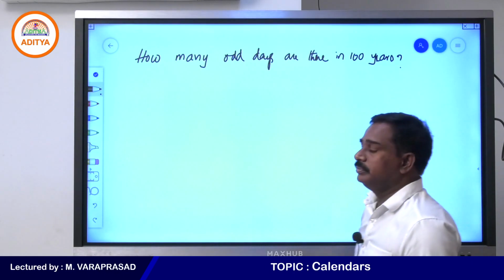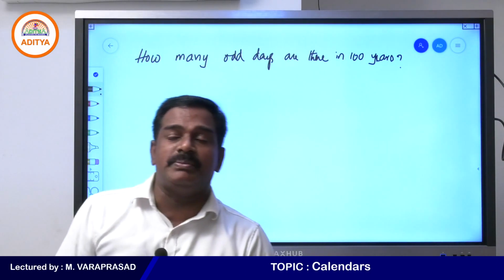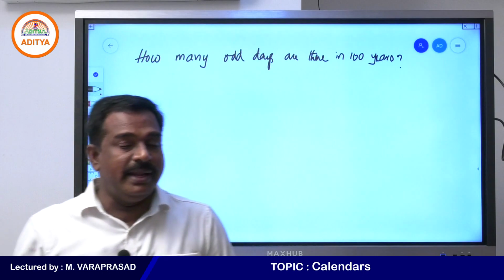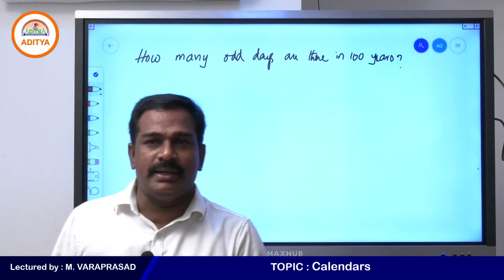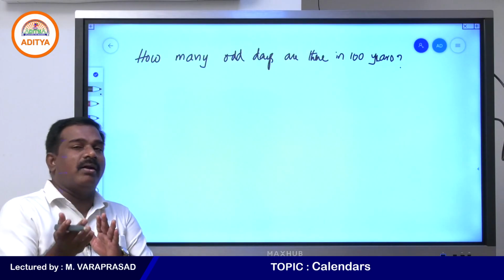Yes, any one of you? When days are given, it is very easy to find odd days because we can divide by 7. Days can be converted into weeks. Then we can get odd days.